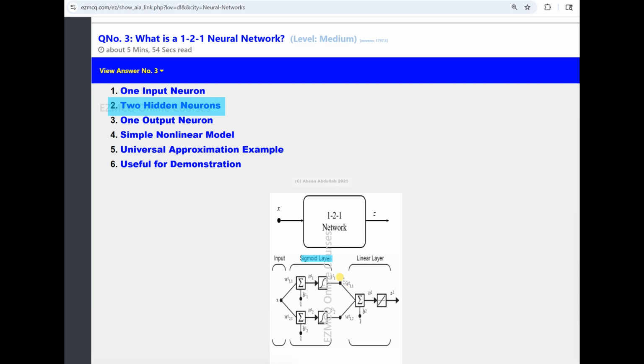There's only one output neuron, which collects signals from the two hidden neurons, processes them, bias is added, and produces the final result. This output can be classification, it could be a continuous value, it depends upon the task assigned. So this is a simple non-linear model, all right.